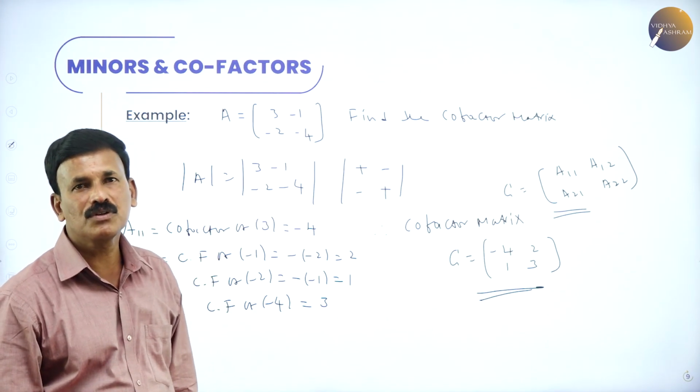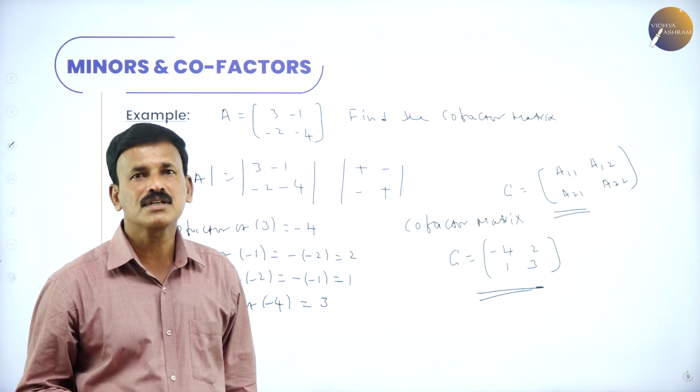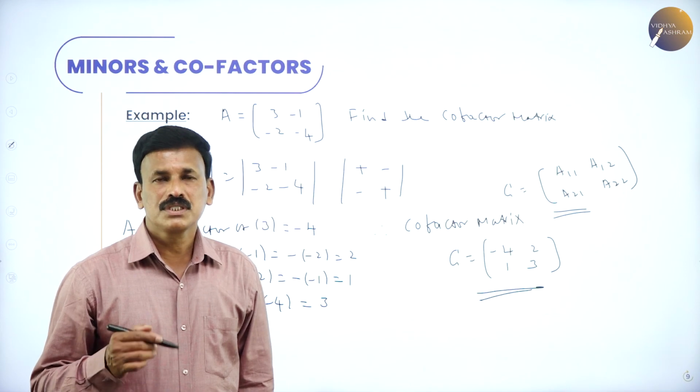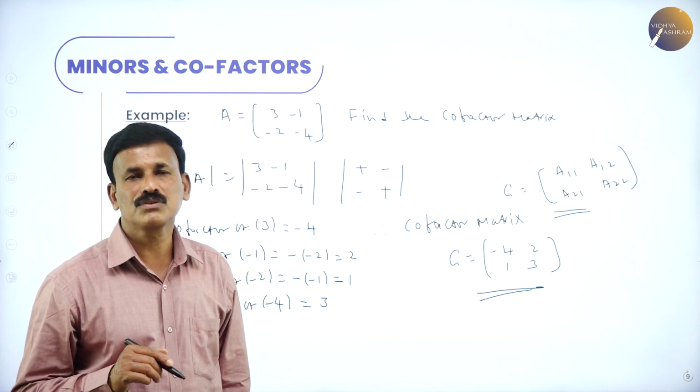So, in the next class, we will discuss regarding the minors and cofactors in case of three rows and three columns. So this is a very, very important concept. Practice this, you will get one question from this.